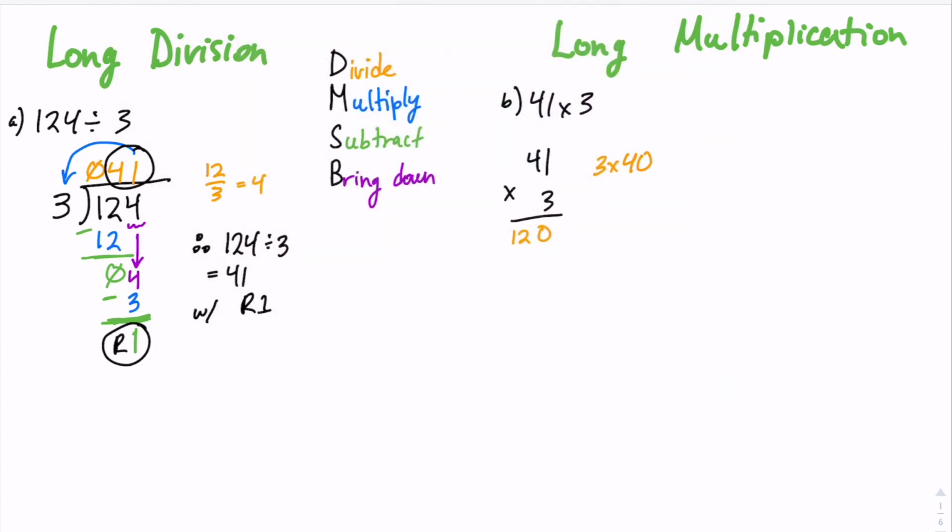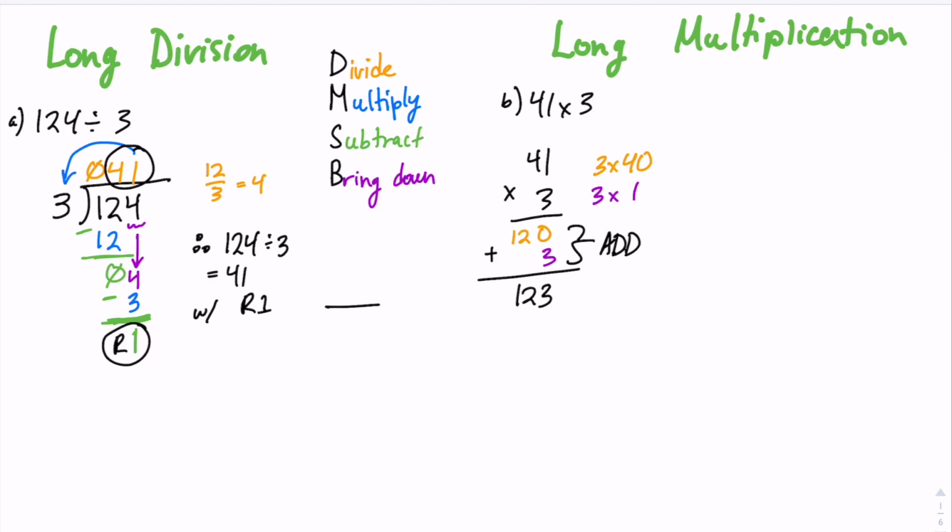Okay. Next, we're going to do 3 times the single digit number, which is 1. So we're going to do 3 times 1, which is 3. Now we're going to add these two together. We're going to add these terms. So this is 123.